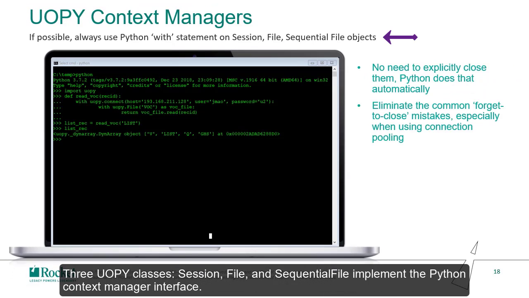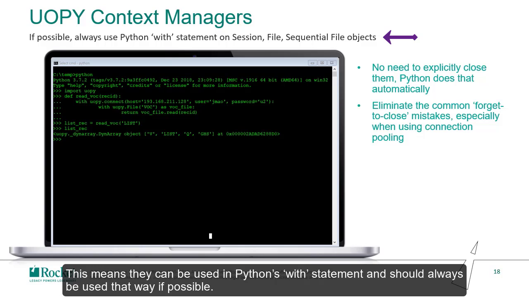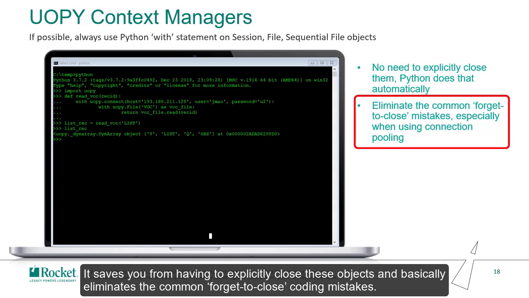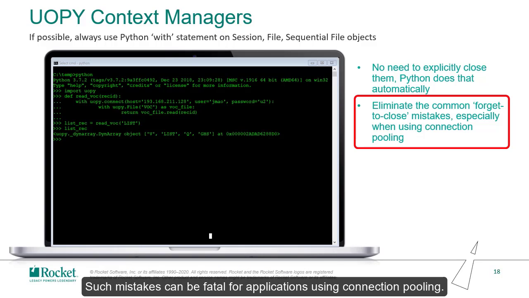Three UOPY classes, session, file, and sequential file, implement the Python context manager interface. This means they can be used in the Python with statement and should always be used that way if possible. It saves you from having to explicitly close these objects and basically eliminates the common forget-to-close coding mistakes. Such mistakes can be fatal for applications using connection pooling.